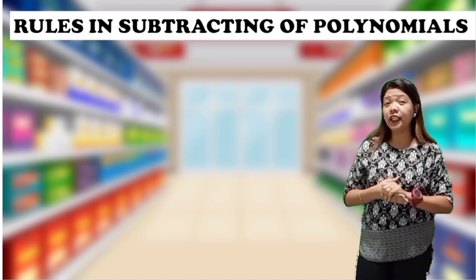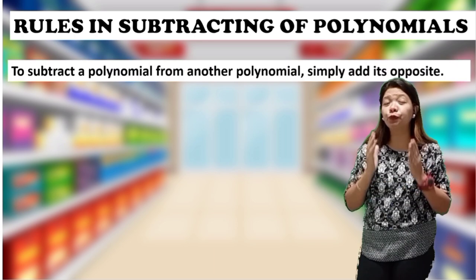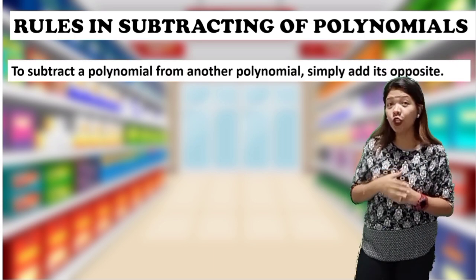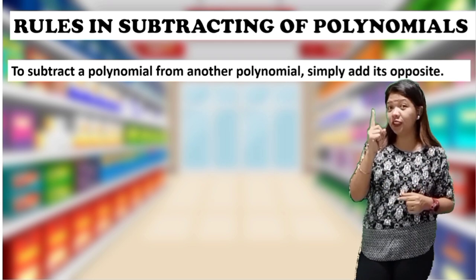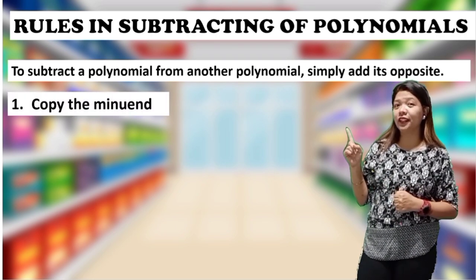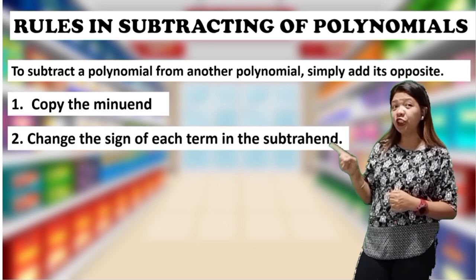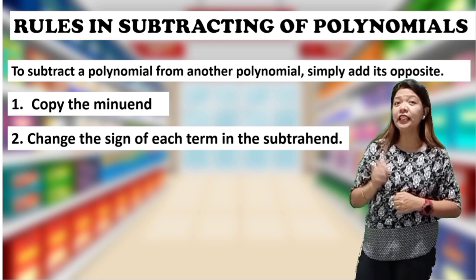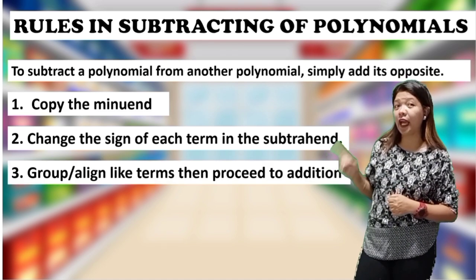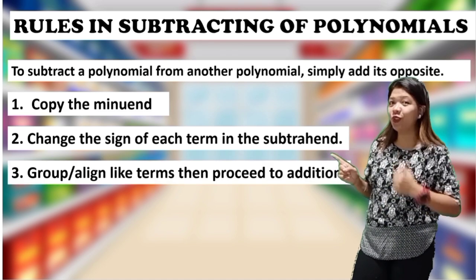Rules in subtracting of polynomials. To subtract a polynomial from another polynomial, simply add its opposite. Or first, copy the minuend. Number 2, change the sign of each term in the subtrahend. And lastly, number 3, group or align like terms, then proceed to addition.